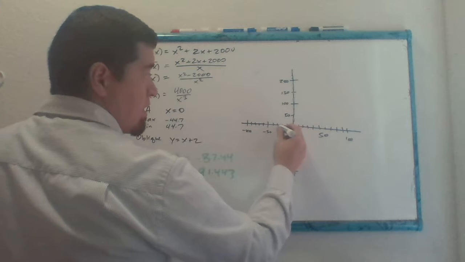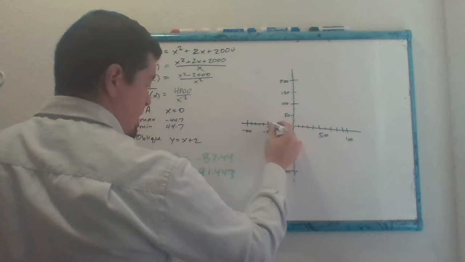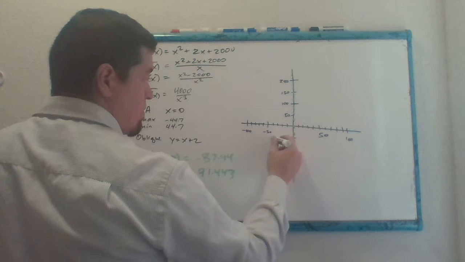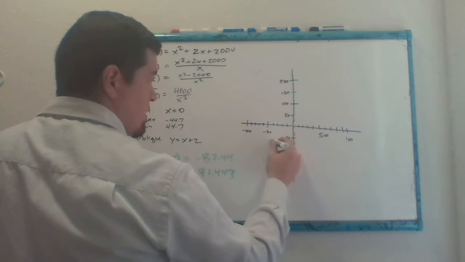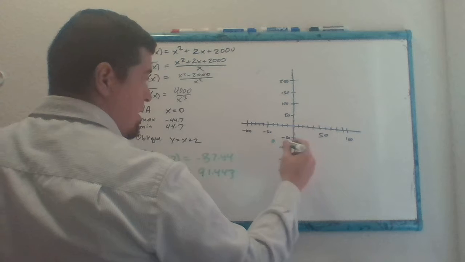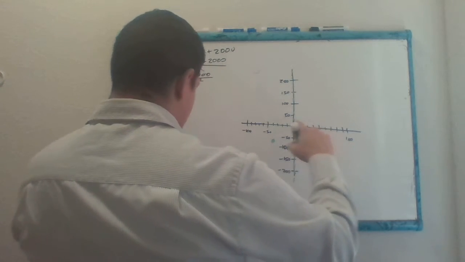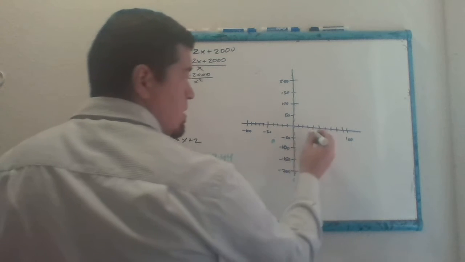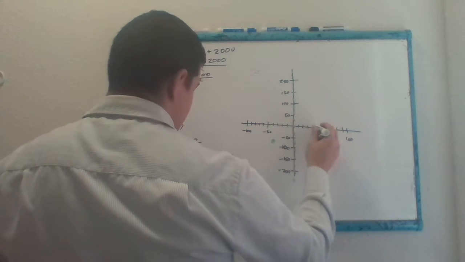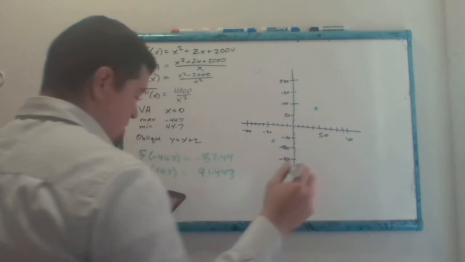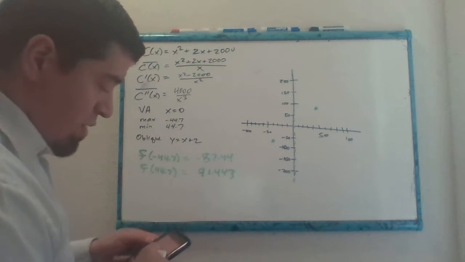So negative 44.7 would be about right here, and down to negative 87.44 would be about right here. So I'm going to see a max around there, and then I'm going to see a min around here at 44.7, which is about this, up to 90, which is about here. And you'll just kind of see, I can trace some more points.